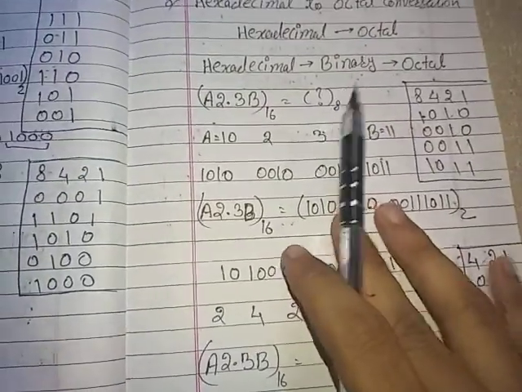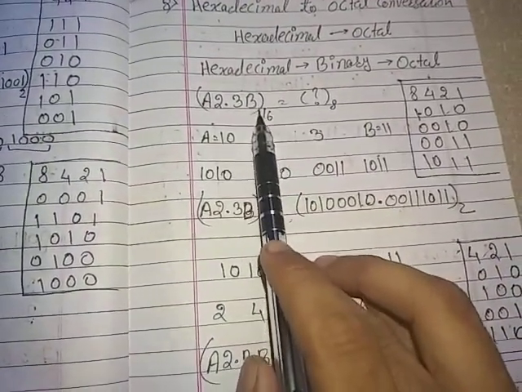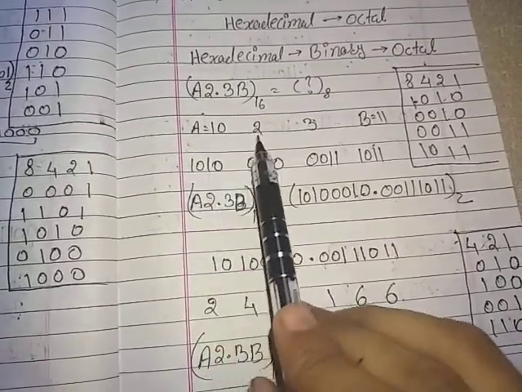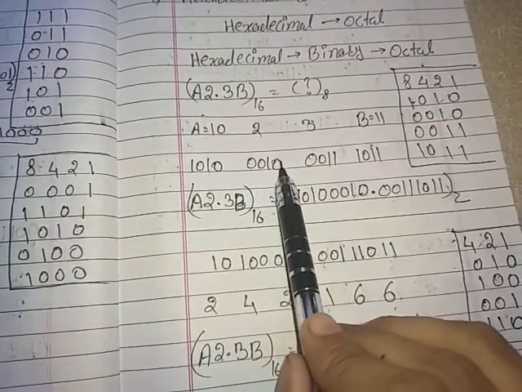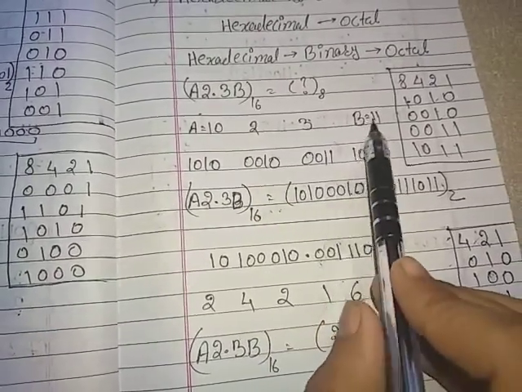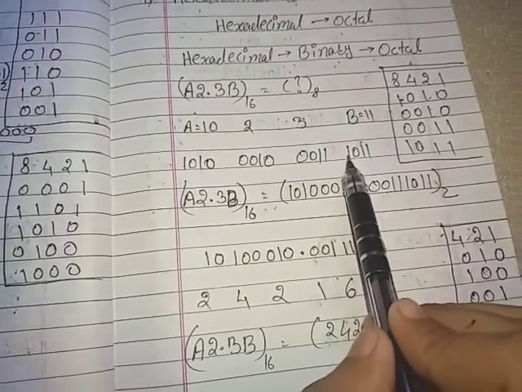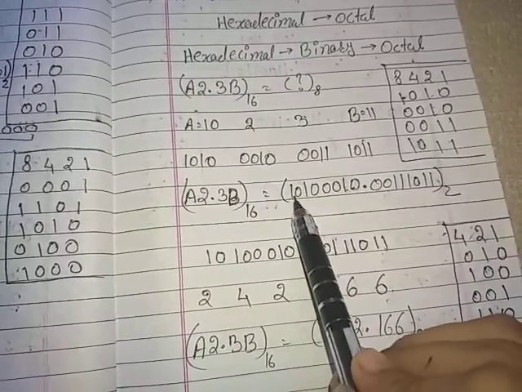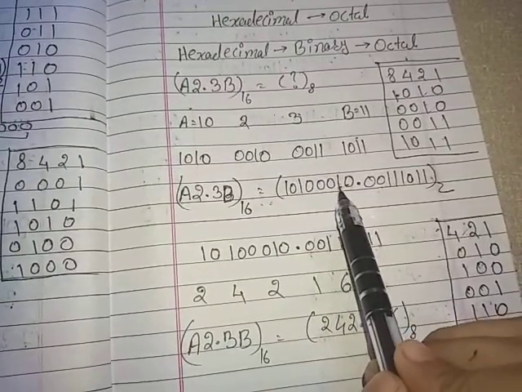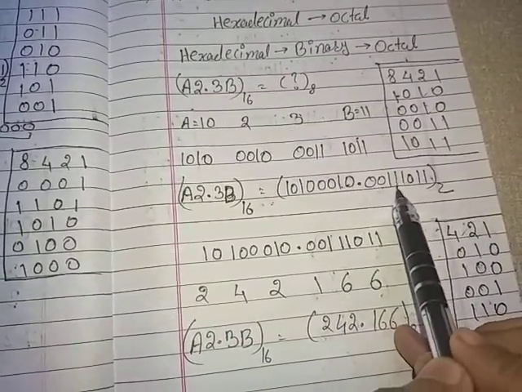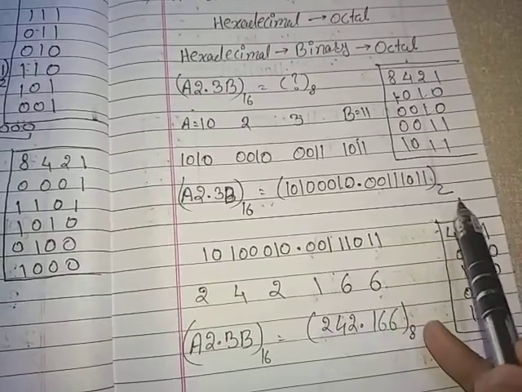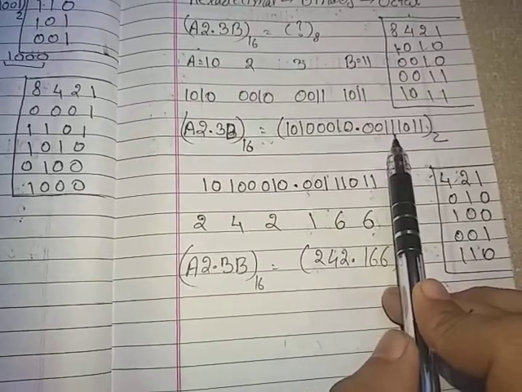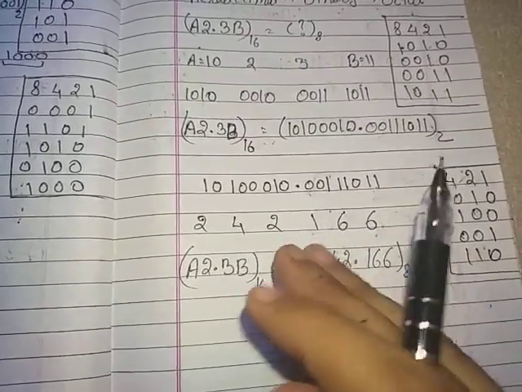So first we will convert the hexadecimal number into binary. So A, that is equal to 10, can be written in binary as 1010, 2 can be written as 0010, 3 0011, and B, that is equal to 11, can be written as 1011. So we have A2.3B radix 16 is equal to 10100010.00111011 radix 2.